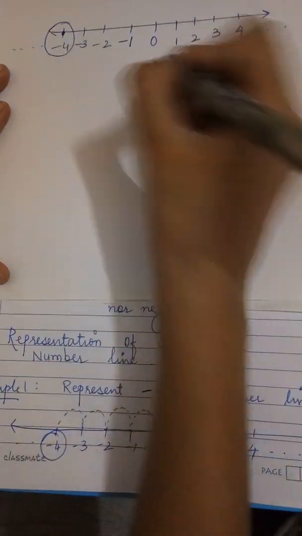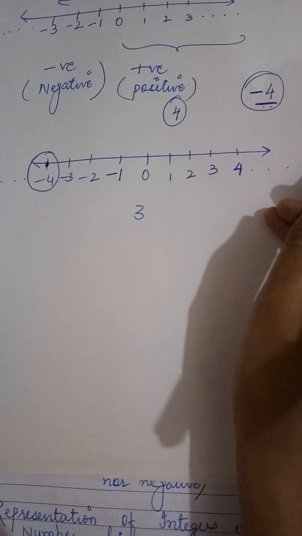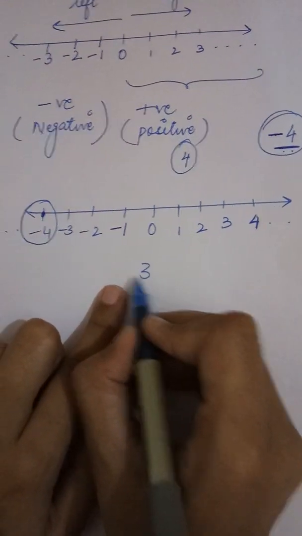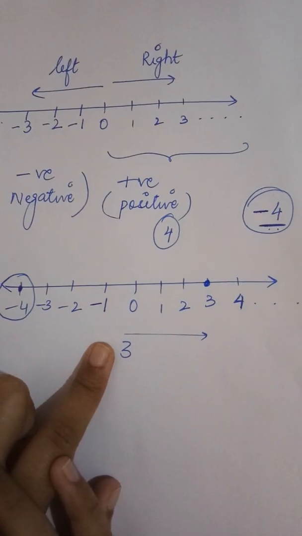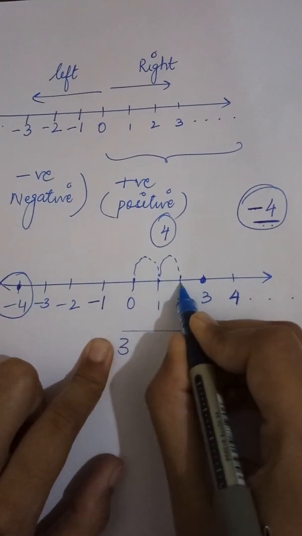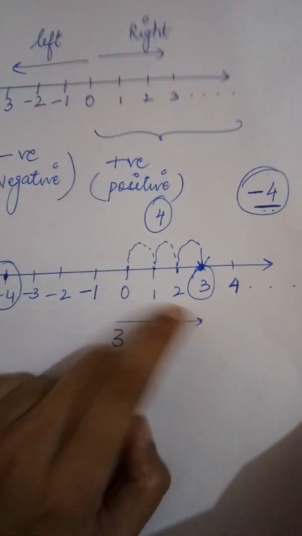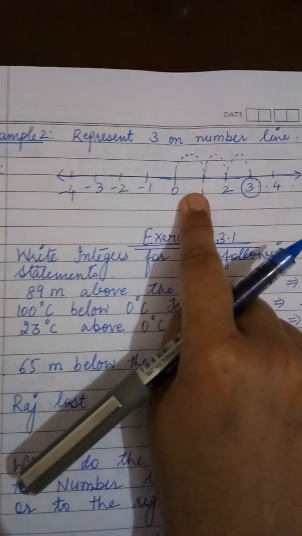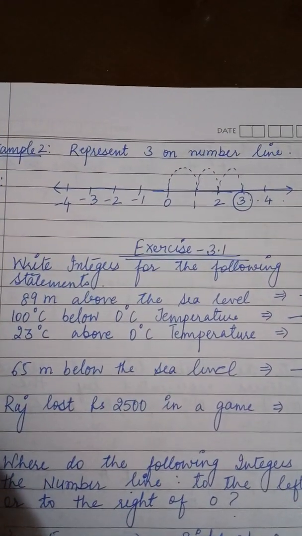Now the next example is, you have to show 3 on the number line. I am going to explain how you show 3 on the number line. No negative sign is there with 3. That means it is plus, and plus means we move to the right side of 0. So this is 3. Now how do I represent this on the number line? From 0 I go with the dotted line to 1, then I have moved to 2, and then I have moved to 3. So this is my integer 3 on the number line. This is example 2, represent 3 on the number line. So we have represented this. Clear? Now the next is exercise 3.1.